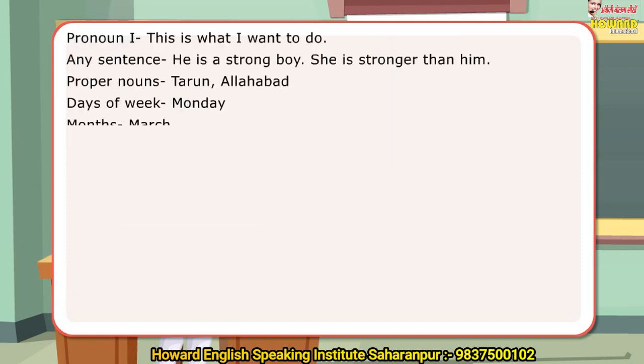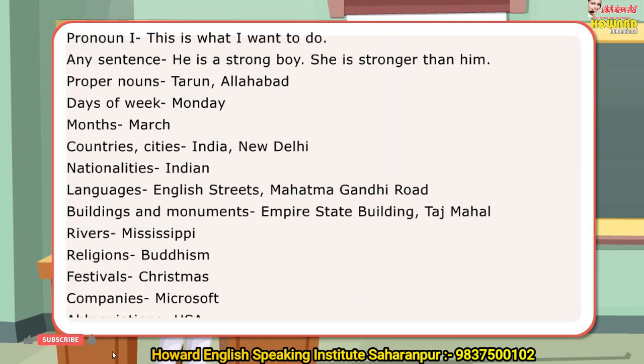Let us look where capital letters are used in English. Pronoun I. This is what I want to do. The first letter of any sentence. He is a strong boy. She is stronger than him.